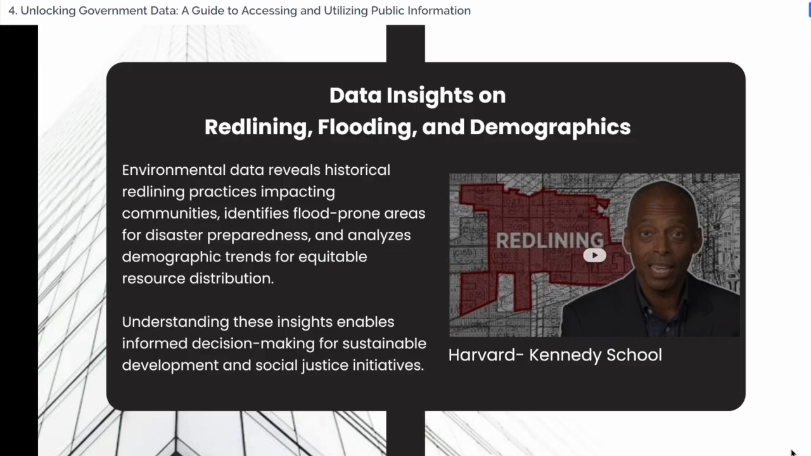Redlining may have happened 80 years ago, but the effects are absolutely still felt today. And you'll see that as we look at Atlanta, we can take the redlining maps and layer other data on top of it, and you can see how the effects of those choices are still affecting the communities that live in and around those areas today.